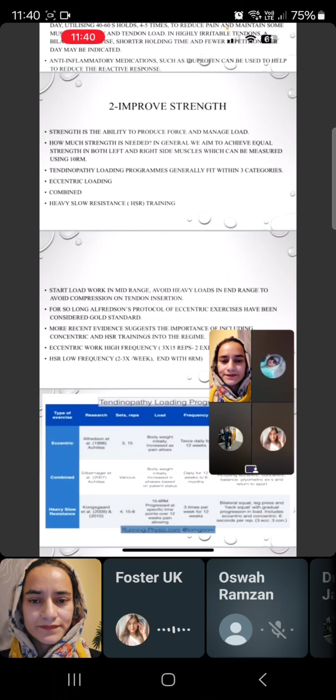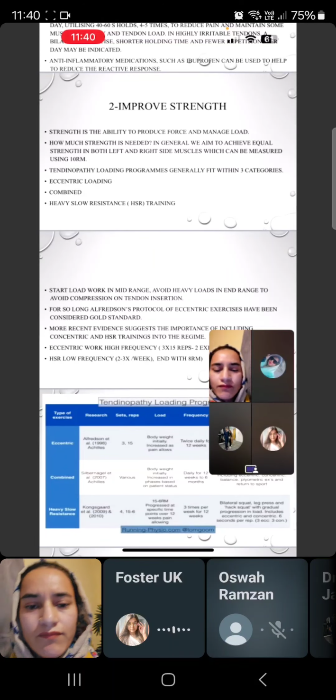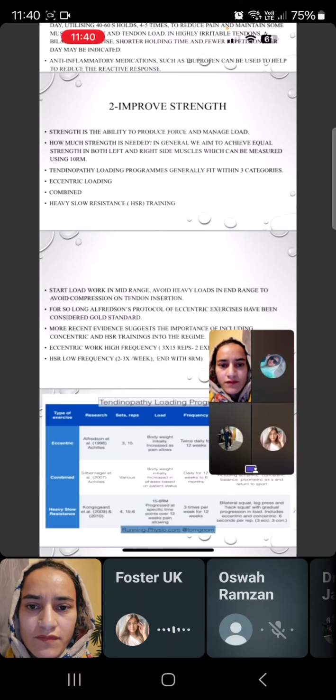Agree. Yeah, right. So, improving strength. How much strength is needed? That's the question. So in general, as a rule of thumb, gold standard, we aim to achieve equal strength in both left and right side of your muscles. Because if left is strong, right is going to compensate. If right is strong, left is going to compensate. That's going to cause muscle imbalances and injuries, further susceptibility to strain and all that vicious cycle. So we want equal strength in both sides, which can be measured using your repetition maximum.